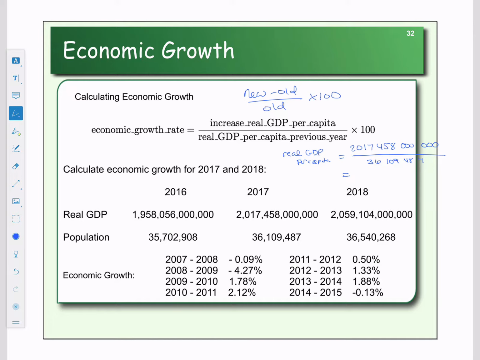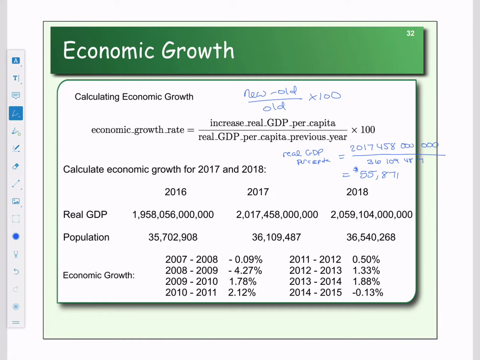If we type that into a calculator, 2,017,458 and 6 zeros, and divide that by 36,109,487, we end up with $55,871. $55,870.58 actually.